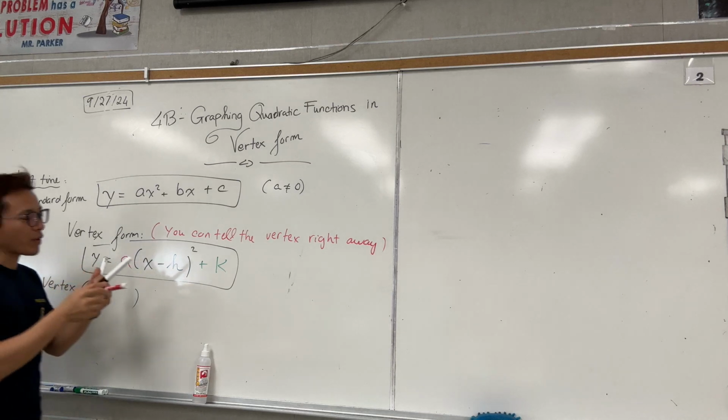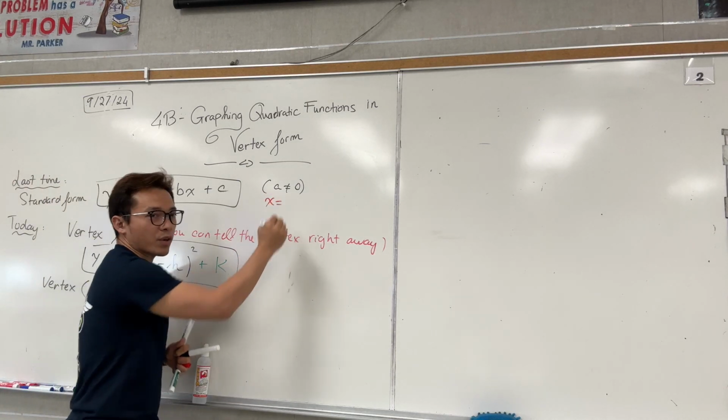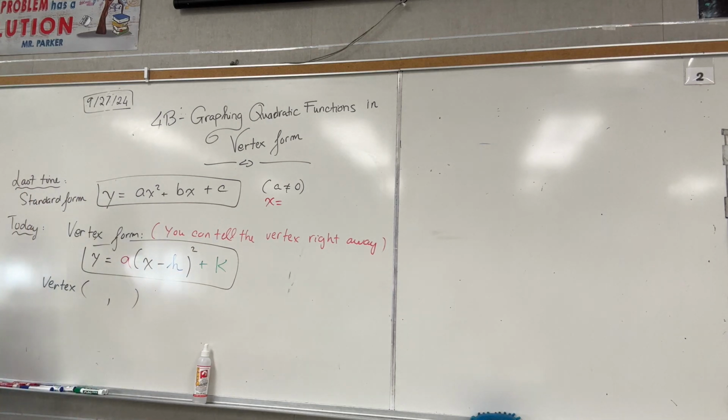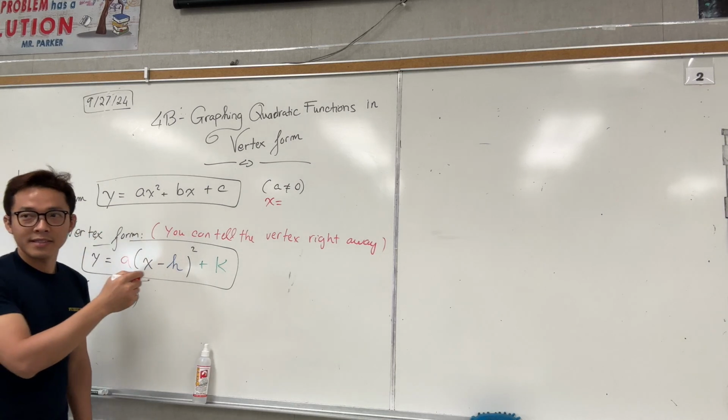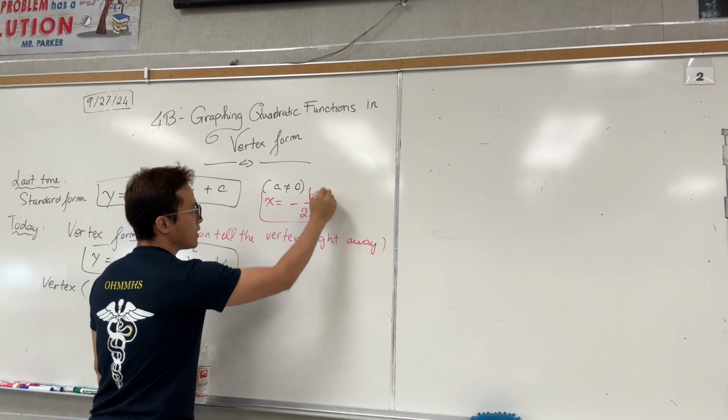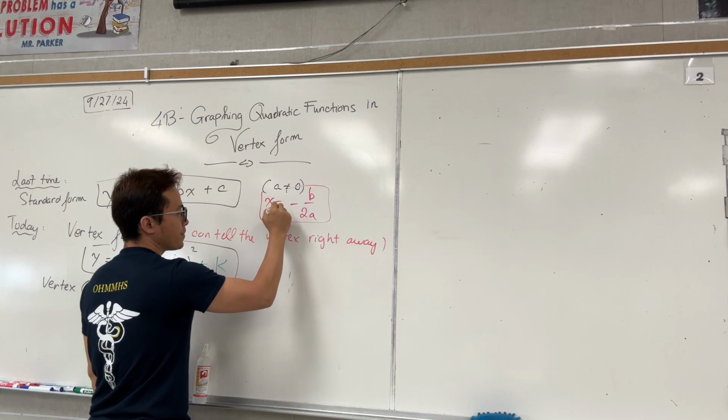Okay, let's review a little bit. What is the vertex in the standard form? x equals, Daniel? What is the x vertex in standard form? x equals. You remember the formula? You need to remember by now. Negative b over 2a. Very good. Let's give Daniel 1 point. This is the x vertex, okay?